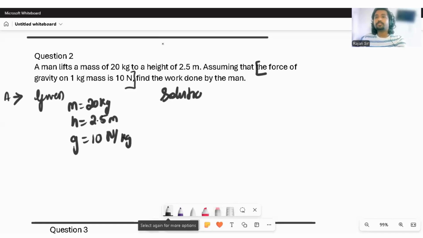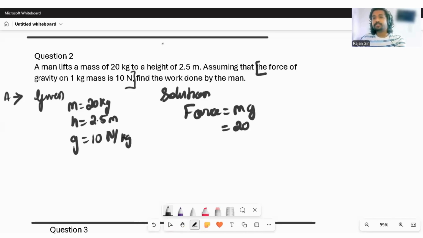So we are talking about assuming the force, find the work done by the man. Here the work done is related to force into distance. First you need to find the force. The force is m into g. So the mass is 20 kg and g is 10, so this becomes 200 Newton. And now the work done. The person is actually lifting the object to a height, so basically the distance covered is 2.5 meter.